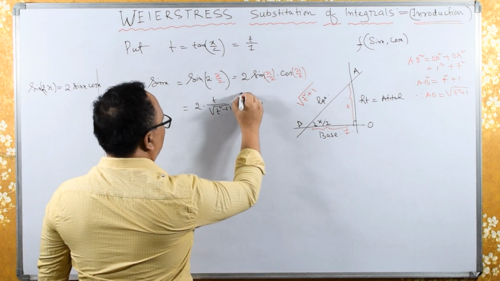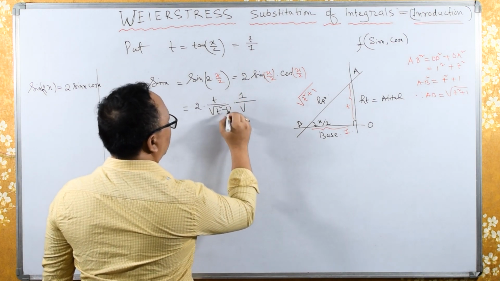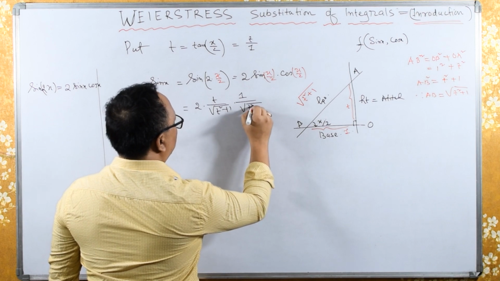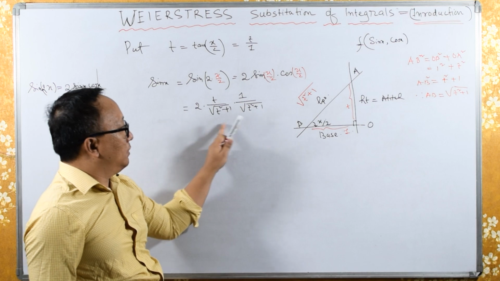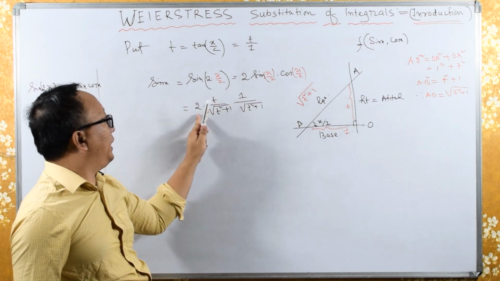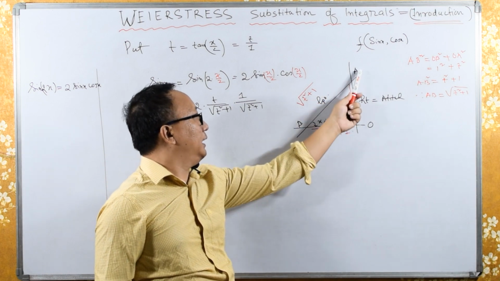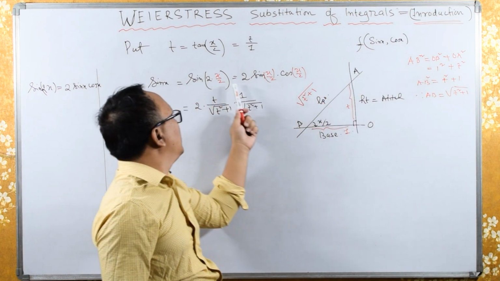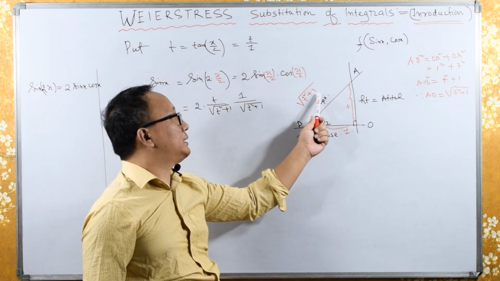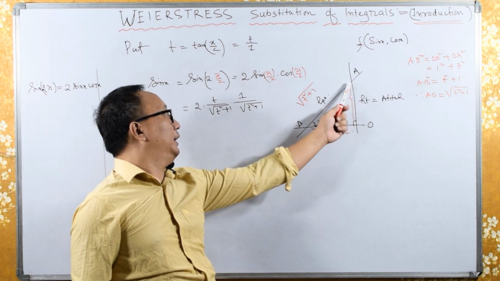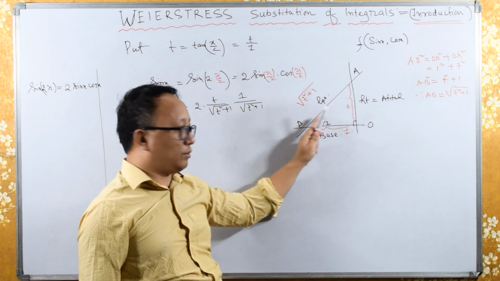And cos x by 2 is base upon hypotenuse. The base is 1, and the hypotenuse is square root of t square plus 1. So in this triangle A, B, O, if I want to get sin x by 2, then sin x by 2 is this upon this, altitude upon hypotenuse. This leg is t upon hypotenuse, the square root of t square plus 1.